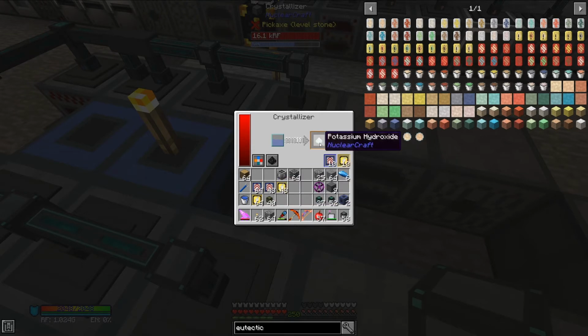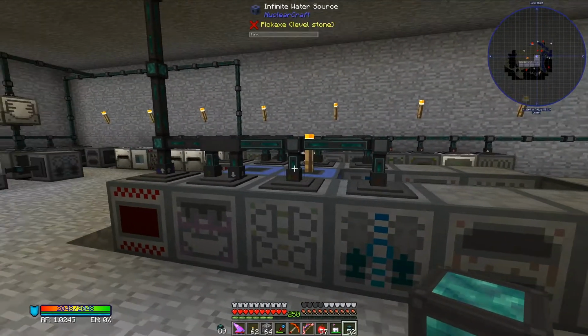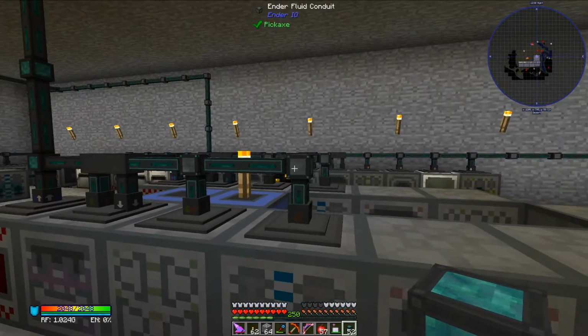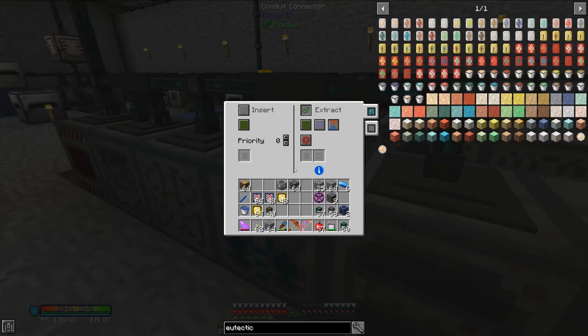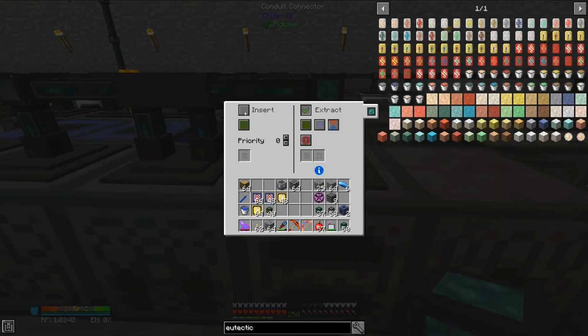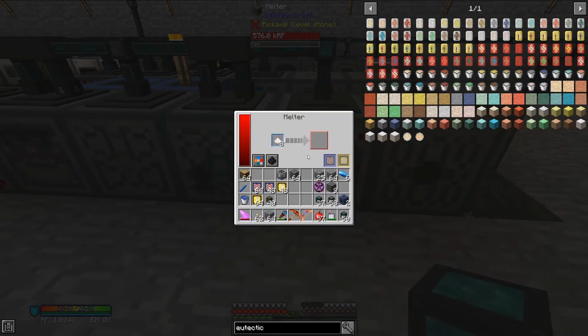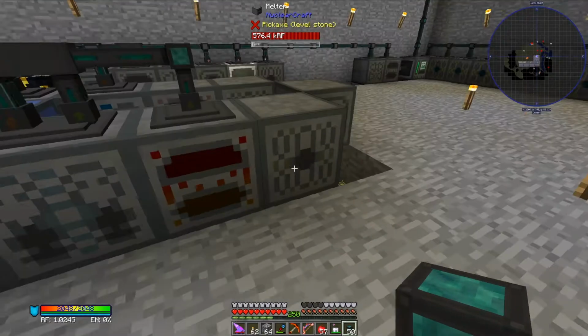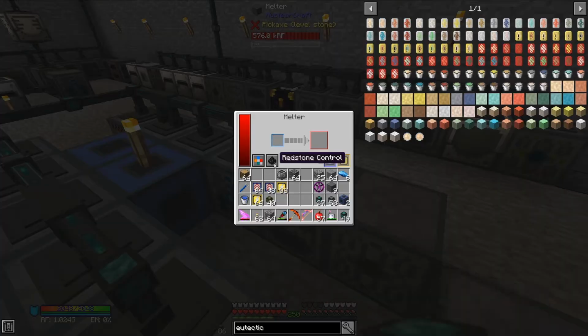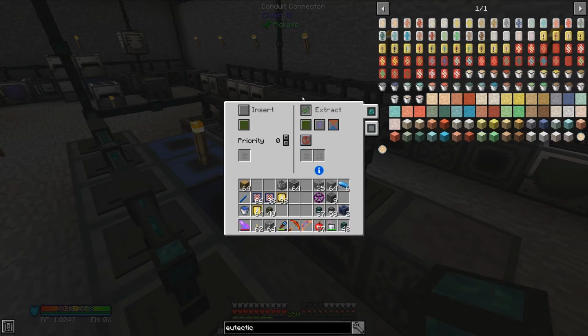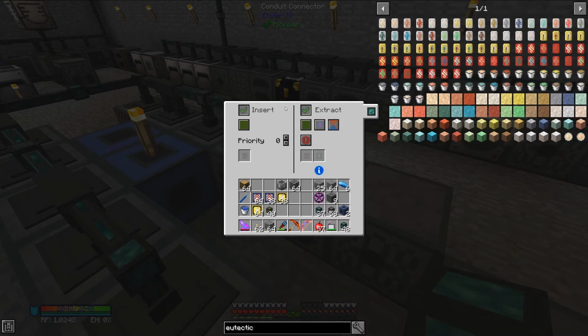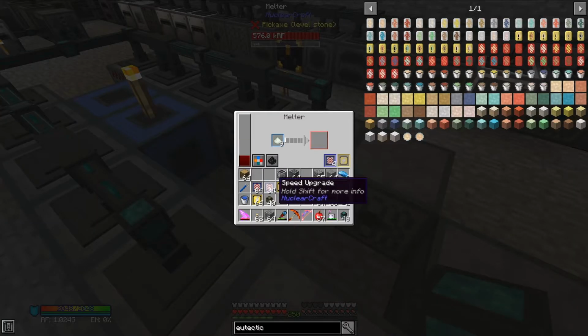Okay, so we're getting some potassium hydroxide and some sodium hydroxide down here. Because there's no item conduit here, we can reset our colors and use green again. So let's have this extract on green, and this can be insert on green. So here's the melter, and the melter will obviously melt this down. Let's go ahead and set up the potassium one. And I keep forgetting to hit shift over here, so this will be, there we go.